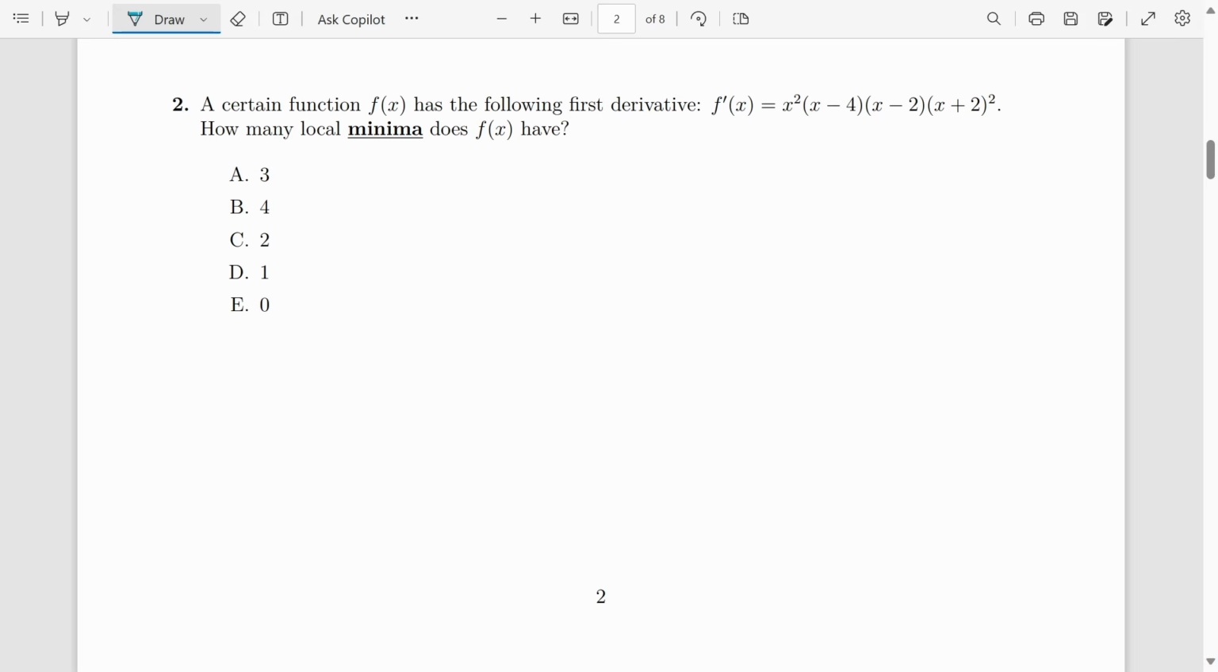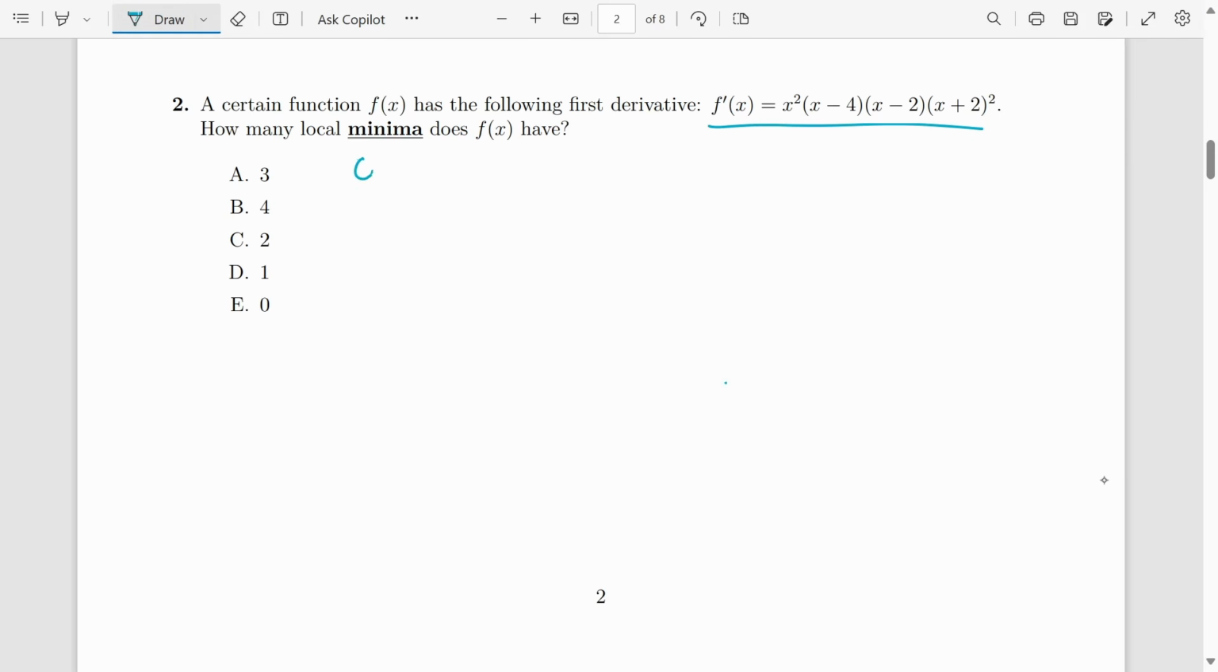Question 2. A certain function f of x has the following first derivative right here. How many local minima does f of x have? All right, so local minima and local maxima are easier to understand than inflection points. So this is just an example function. Local maxima are these, and local minima are these. Pretty standard stuff. So we know how to solve these.